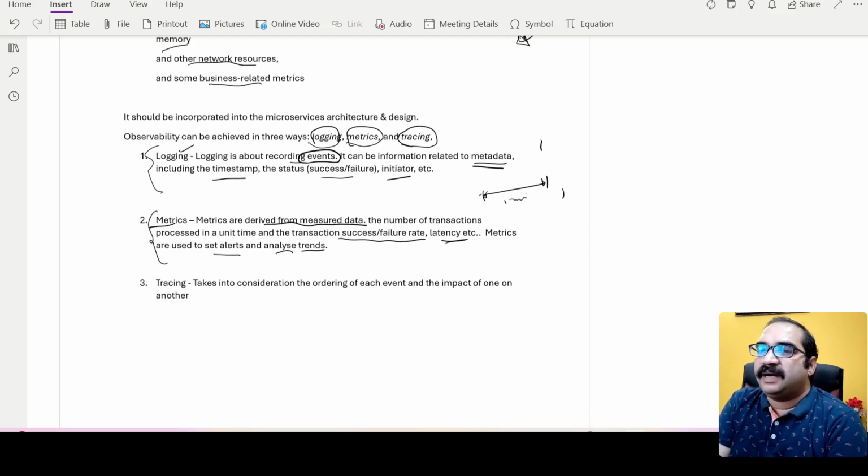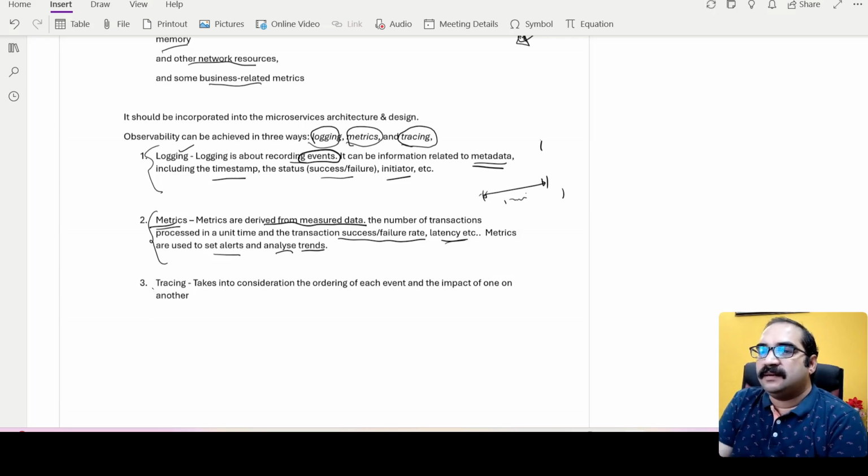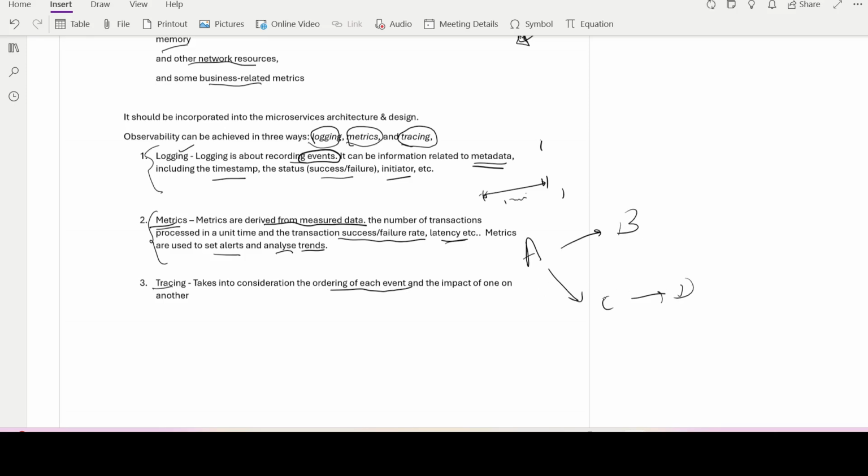So metrics is very useful to check how our application is performing against the targets that we have built it for. Then tracing talks about considering the order of such events, like microservice A is calling B, maybe A is calling C, and C is calling D. So we can find out how the trace of a request is going from one service to another, so that we can debug any scenario, right?